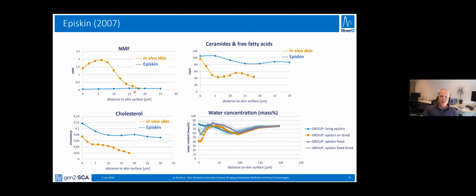So we see here side by side in orange the in vivo skin result. This is, for instance, if you look at the top left corner, you see the distribution of natural moisturizing factor as a function of distance to the skin surface in vivo skin, and the result for the EpiSkin skin model. So you see quite a high concentration of NMF in the skin in vivo, and you see no NMF in the EpiSkin.